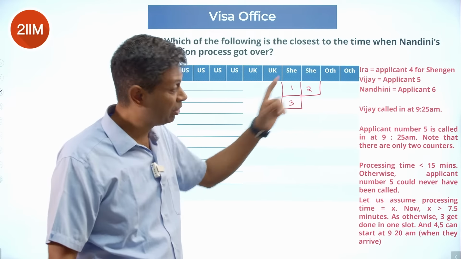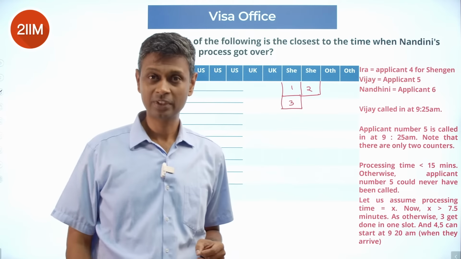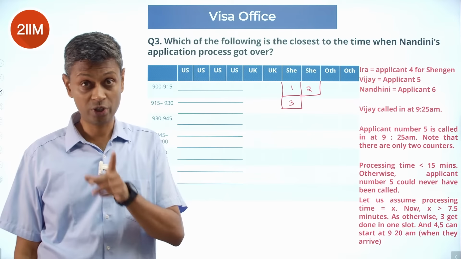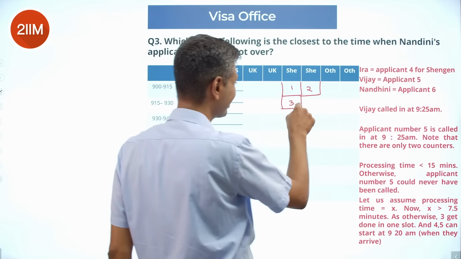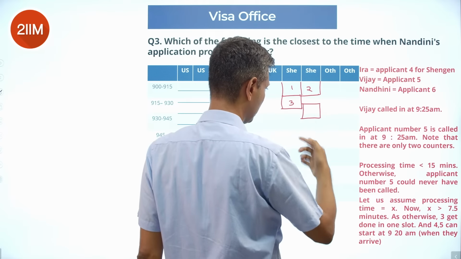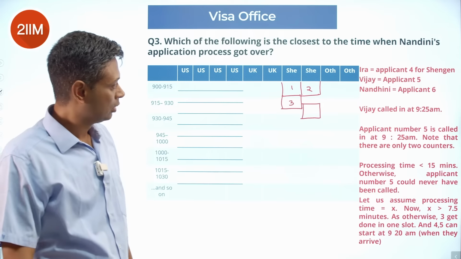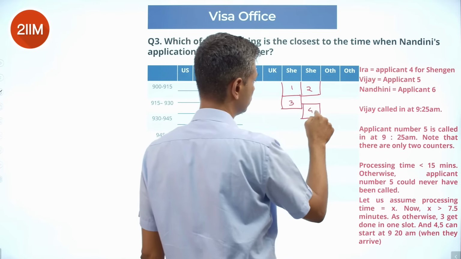She could not have gone before 9:15. She would have gotten to go at exactly 9:15. However, she comes only at 9:20, so she couldn't have gone at 9:15. She'll start at 9:20 and go here. Whether it'll go beyond or finish within, that we don't know. This is candidate number 4, which is Ira.